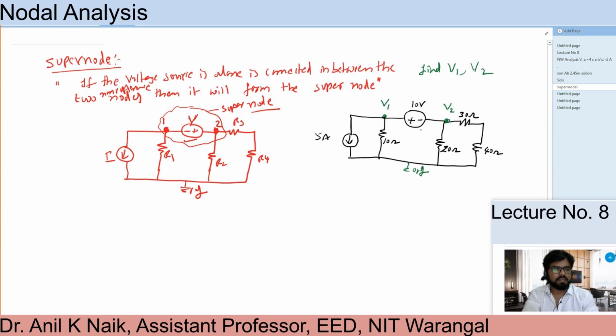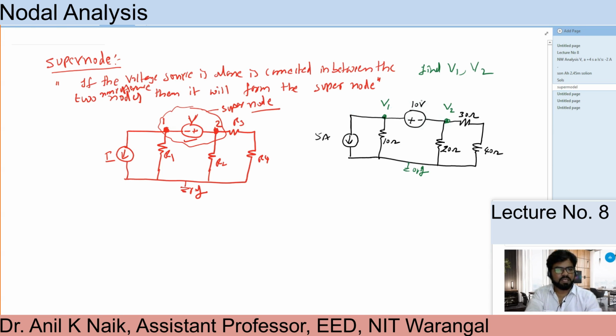we come to know that one source has been connected in between the two non-reference nodes. So this is going to form the supernode. That is what we need to understand here. If any source has been connected in between V1 and V2, this is going to be a different network. So we are going to do the supernode analysis. We are not going to do the normal nodal analysis. In normal nodal analysis, this kind of voltage source may not be there in between the terminals.